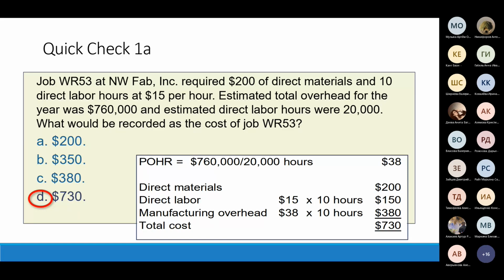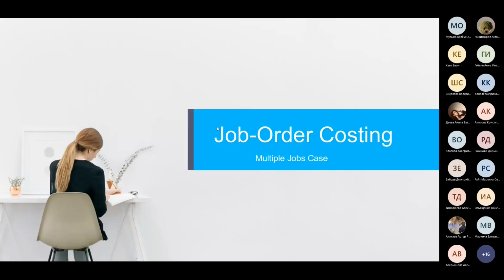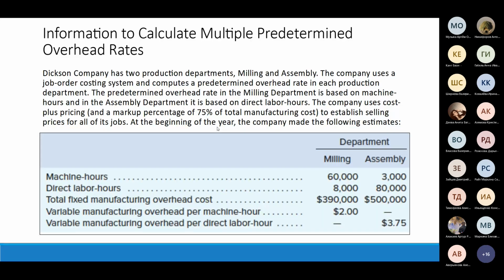So Yulia, you are right. I see the answer in the chat. Just a second. Yulia, yes, you are correct. Because we need to sum up direct materials, direct labor, and overhead assigned to a specific job using the predetermined rate. When we have multiple jobs, we will transform our job order costing systems.